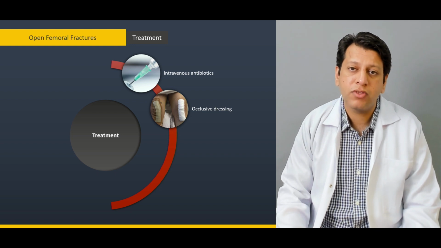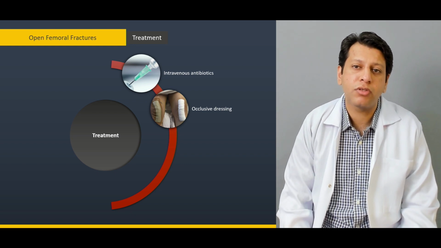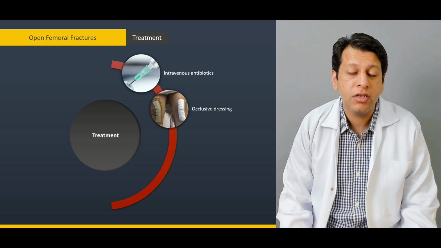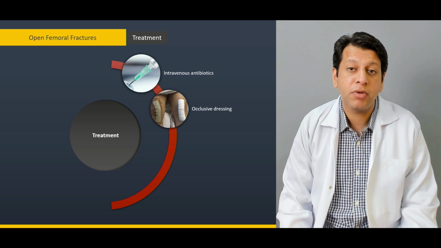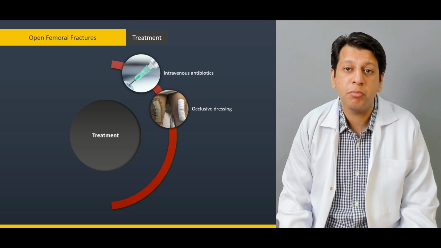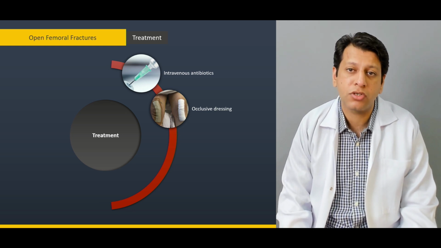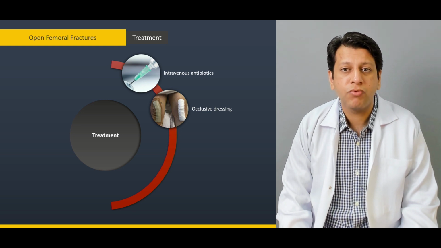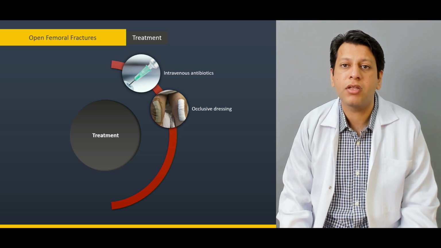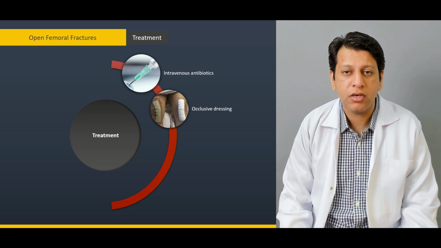But if you have a Gustilo 3B and 3C type of injury, and you have to go for debridements, maybe multiple times, then probably the best way to fix the femur is by external fixator, stabilize the fracture, and once the bed is prepared and the wound is clear for internal fixation, then we can go for some form of internal fixation, which mostly is in the form of an interlocking nail.